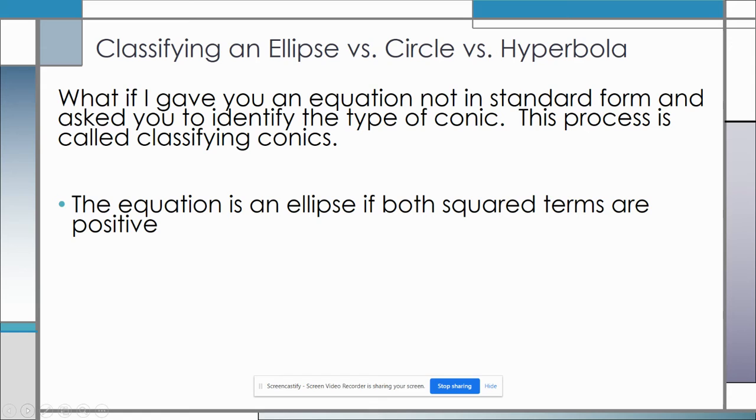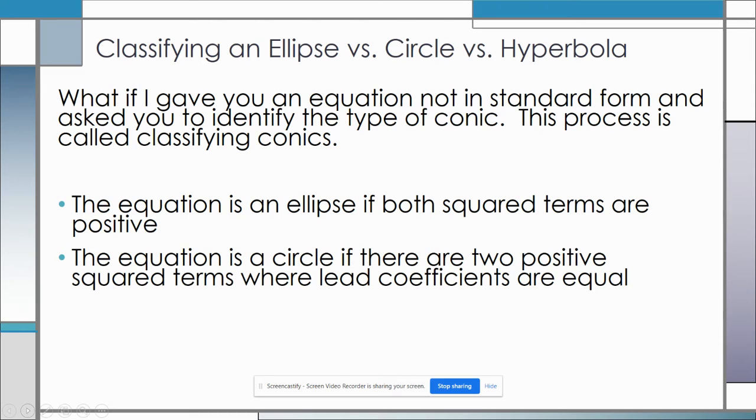Remember, if you see a general equation where everything's on one side, it equals 0, you have an ellipse if you have your two squared terms and they are both positive numbers in front. You'll have a circle if you have two positive squared terms. However, their lead coefficients have to be equal. So with the ellipse, while you have two squared terms, one of the numbers in front could be like a 2 and another one could be a 10. So the numbers in front of the squared terms could be different, but in terms of a circle, they have to be both the same number.